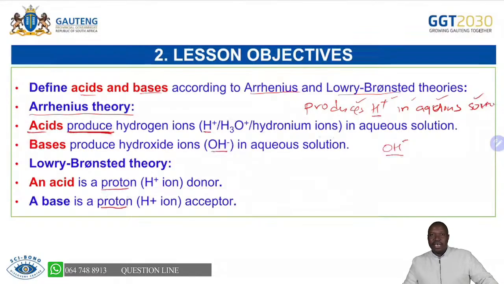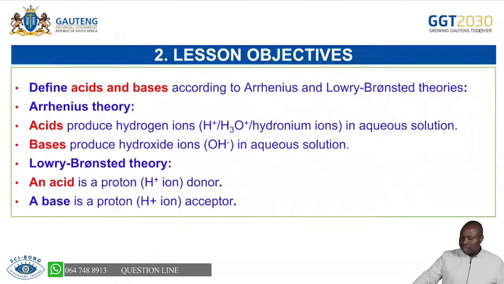Definitely, you cannot go to your exam without knowing these definitions. You can't do acids and bases without knowing what acids and bases are. So it's important that you can define acids and bases according to Arrhenius's theory and according to Lowry. Arrhenius said an acid produces hydrogen ion in aqueous solution, whereas a base produces hydroxide ion in aqueous solution. Lowry: an acid is a proton donor, a base is a proton acceptor. I hope you have that. You will remember that at all times.